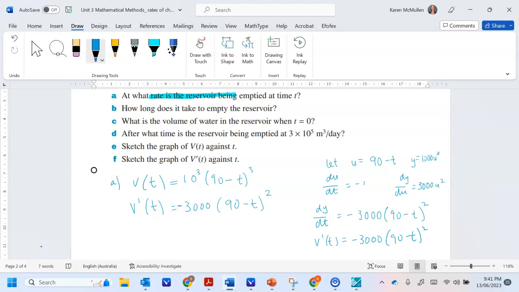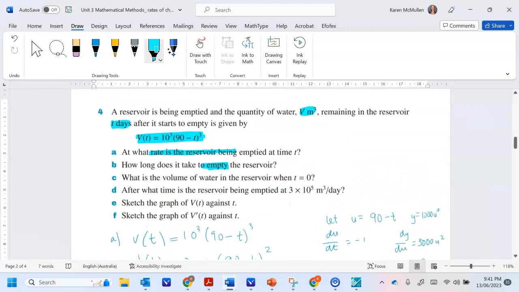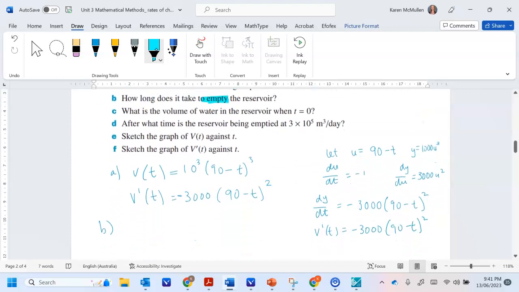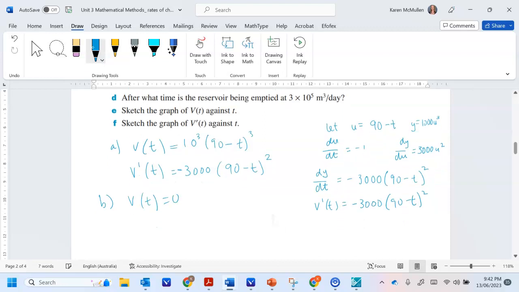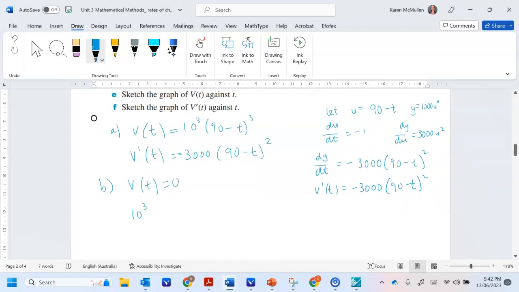Part B. How long does it take to empty the reservoir? Whenever you see something that is empty, how much water is in there? 0. So V is equal to 0. This is not anything to do with the derivative. It's just a straight V equals 0. V(t) is equal to 0. So let's just solve that. 10 cubed times (90 minus t) cubed equals 0. So divide both sides by 10 to the power of 3, which is 1000. Then we could take the cube root as well. So doing quite a few things in one go.